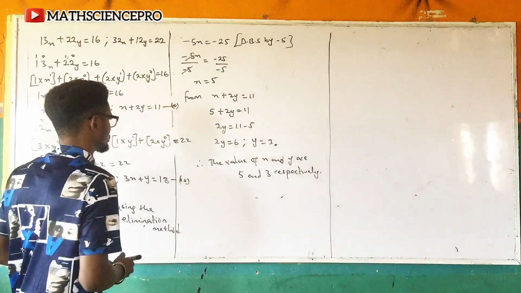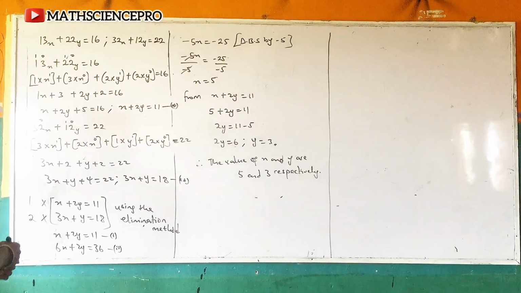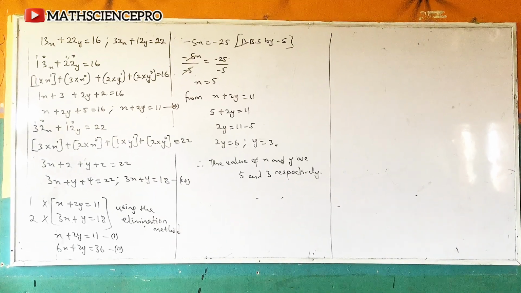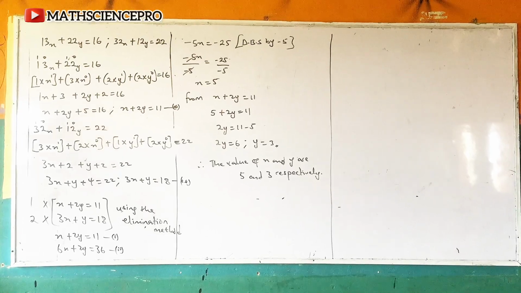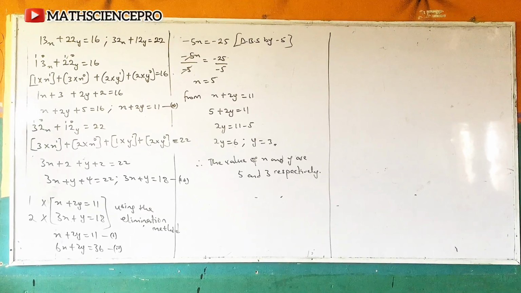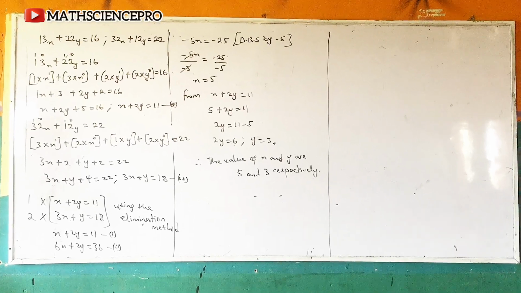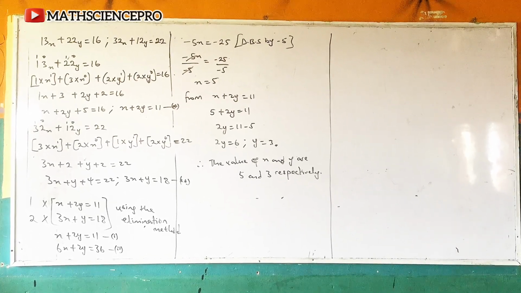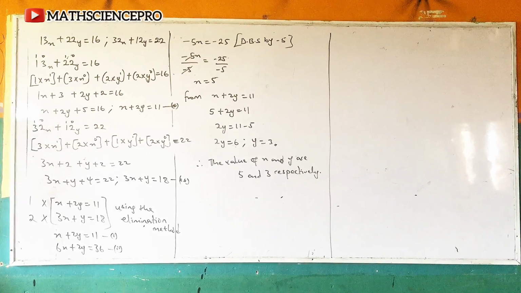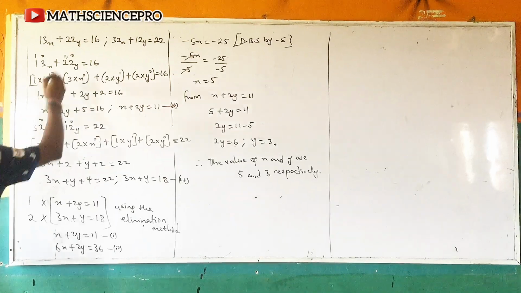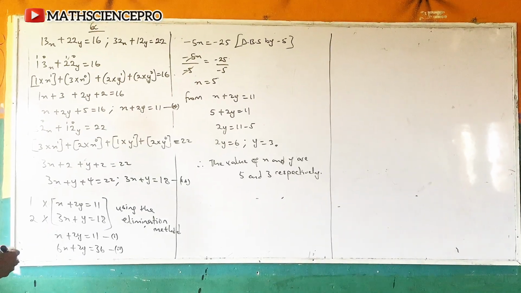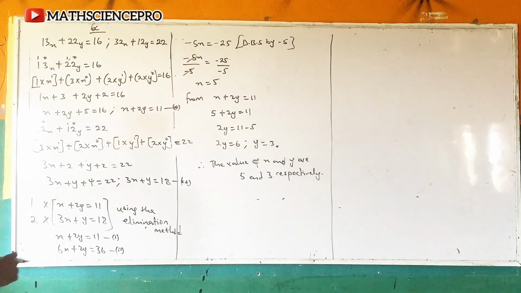I believe that is understood. But if you don't understand any part of it, let me know in the comment section, please. All right, so we go on to the next question, which is 7a. This one we just finished doing is actually 6c. So let's go on to 7a quickly.